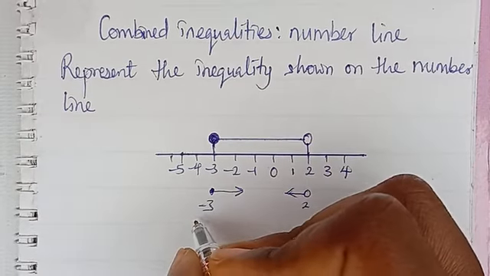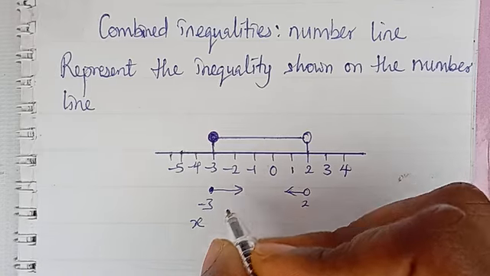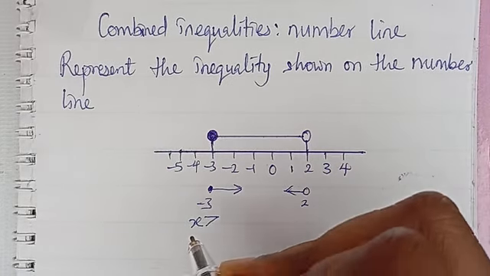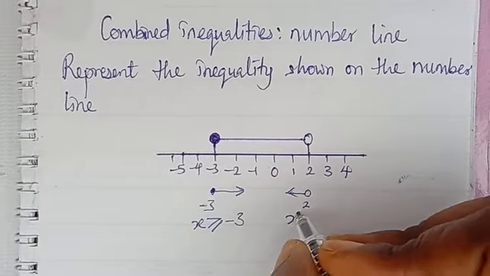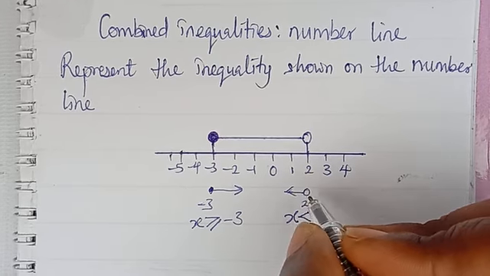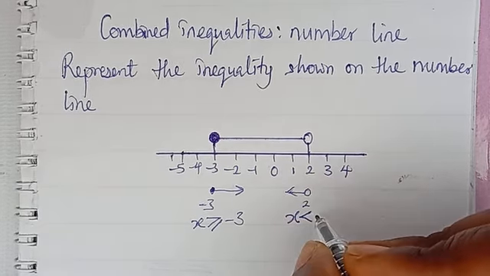Okay, so here we have that x, then do you see this sign? That's the sign we use. x is greater than or equal to -3. For here, x is, do you see this sign? Less than. We don't have or equal to because it's open.